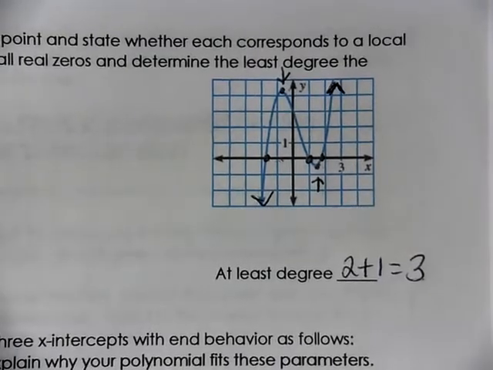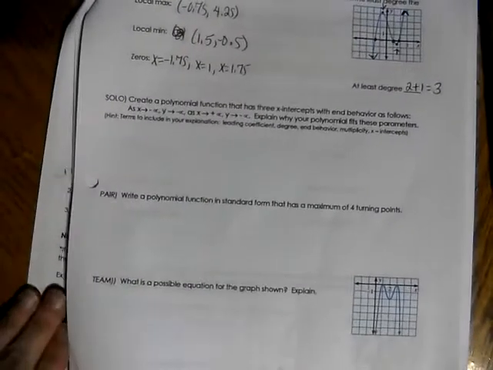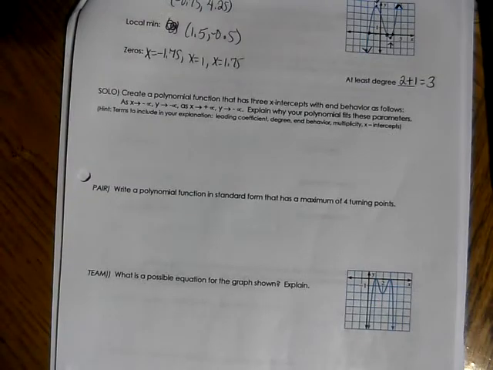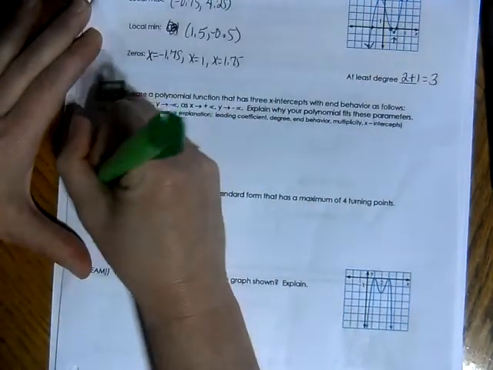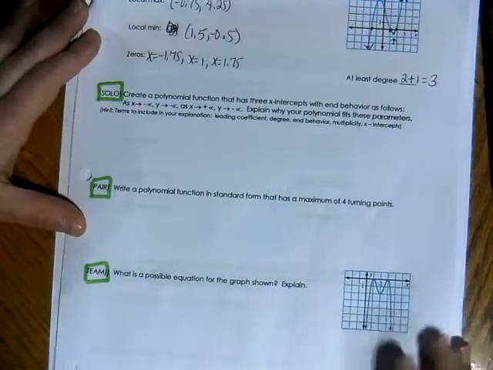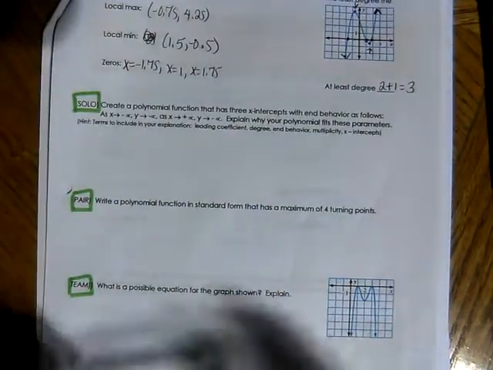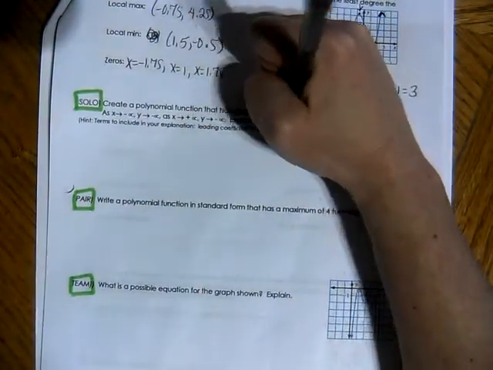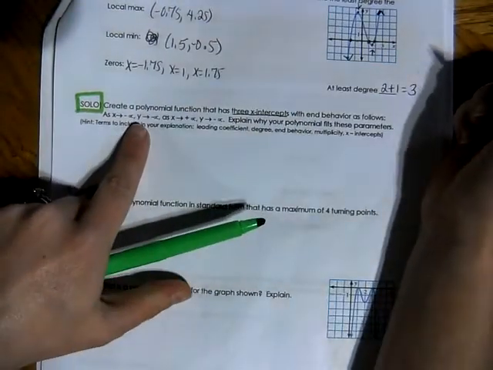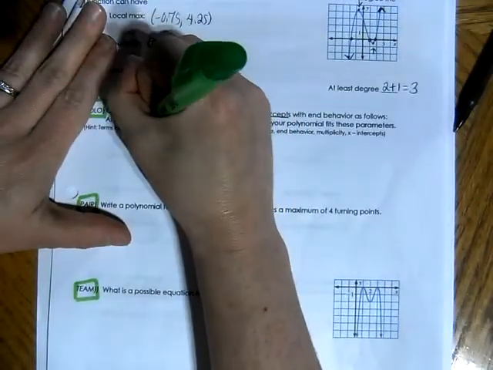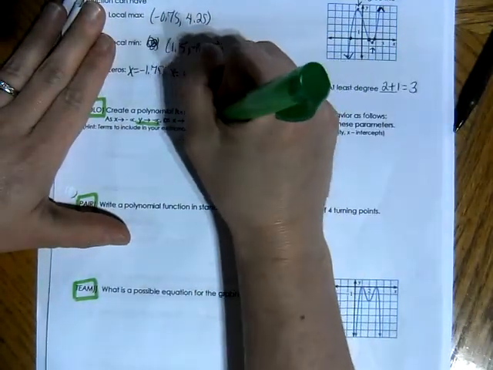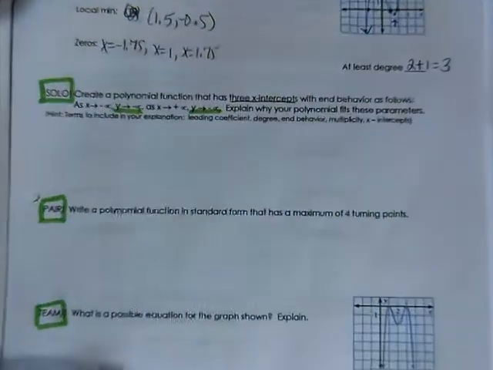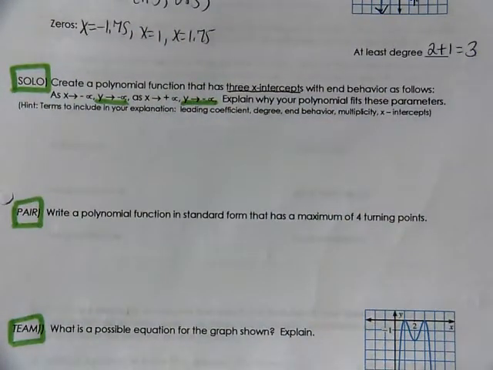What I would like you to do now is complete the solo, the pair, and the team questions based on the information that I have taught you in this lesson. For the very first problem, it says create a polynomial function that has 3 x-intercepts with the following end behavior. And I want you to look at what's happening with y. We have y approaches -infinity, y approaches -infinity. So that is your clue that we are talking about a very specific type of function. It has 3 x-intercepts. And I want you to explain why your polynomial function fits these parameters.